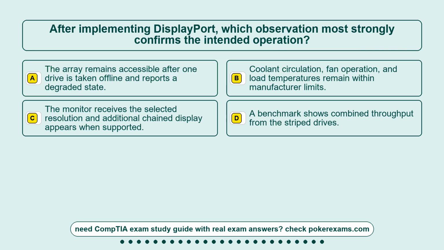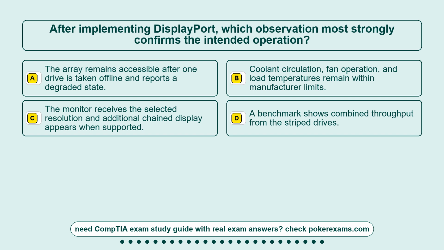Question 25. After implementing DisplayPort, which observation most strongly confirms the intended operation? Option A. The array remains accessible after one drive is taken offline and reports a degraded state. Option B. Coolant circulation, fan operation, and load temperatures remain within manufacturer limits. Option C. The monitor receives the selected resolution and additional chain display appears when supported.